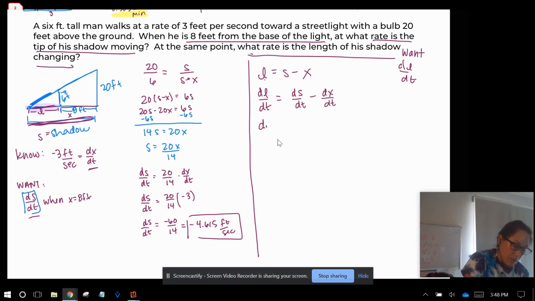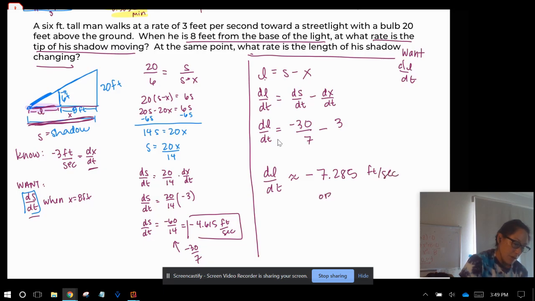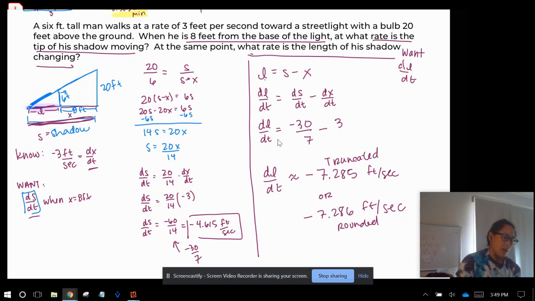Okay. I know dL/dt. Oh, no. I want dL/dt. I know the rate that the shadow is changing is negative 30 over 7, which I got from right here. Negative 30 over 7 minus 3. And I plug that into my calculator to get that this is about equal to negative 7.285 feet per second or negative 7.286 feet per second. So this is rounded and this is truncated. Okay.